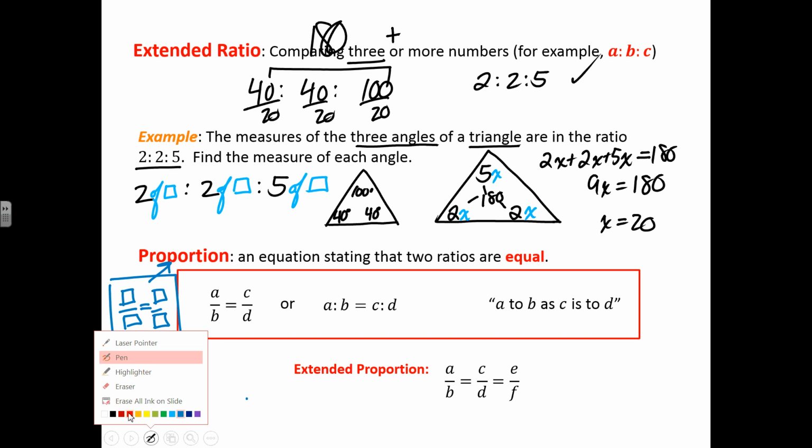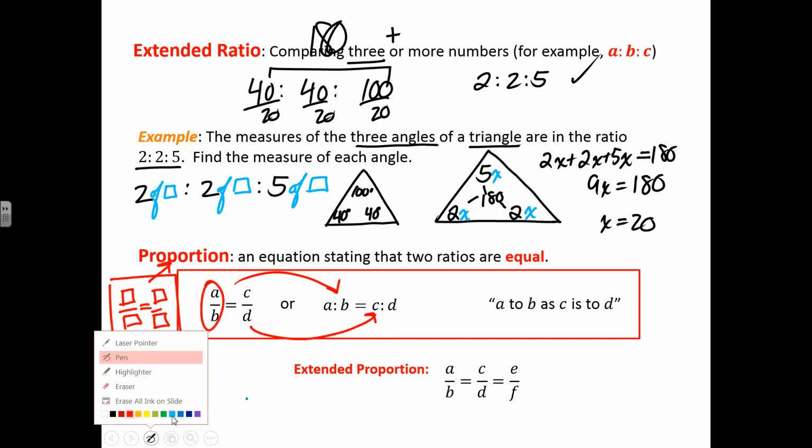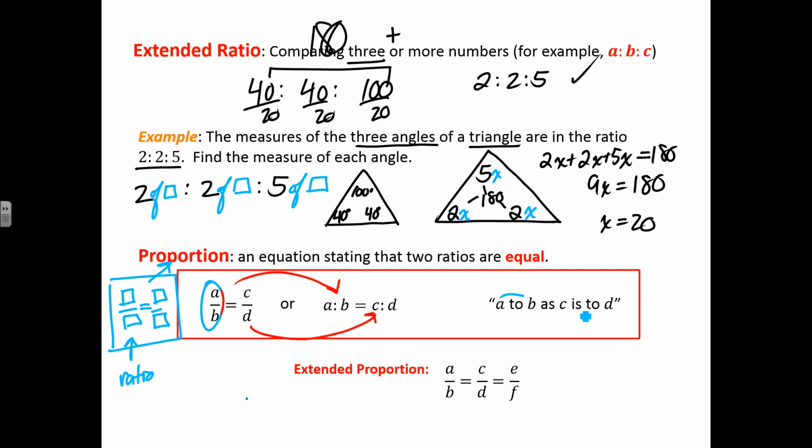Different ways you can look at that. A over B equals C over D. Or you can use columns. Take a look how this works. A to B equals C to D. Using words, A is to B as C is to D. And the same thing, extended proportion. Just like an extended ratio, it uses multiple proportions.